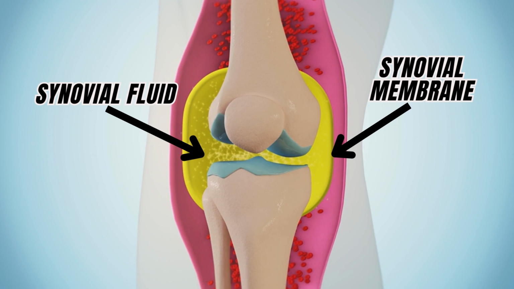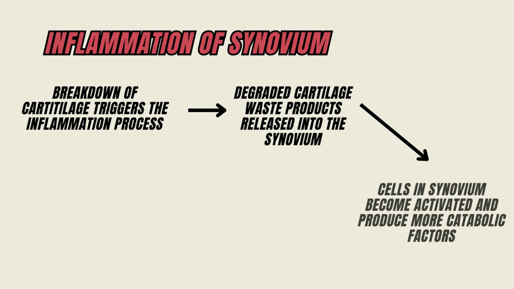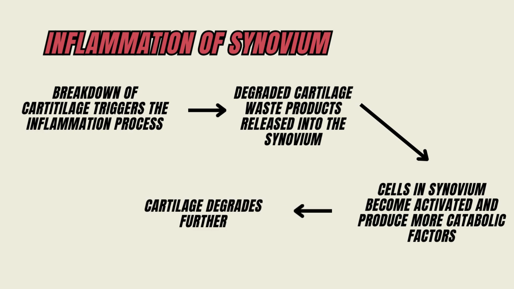The inflammation of the synovium begins when there is a breakdown or degradation of the cartilage, whereby some of the products are released within the synovium. This then causes the synovial cells to be activated, which then produces more catabolic products which degrade the cartilage further. This creates a looping vicious cycle whereby there will be further degradation due to the products of the activated synovial cells, and this will also cause an increase in the synovial inflammation.